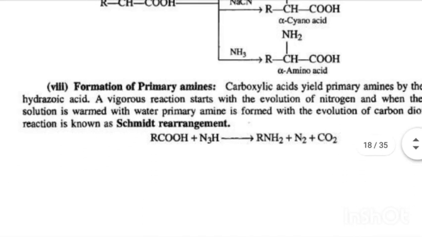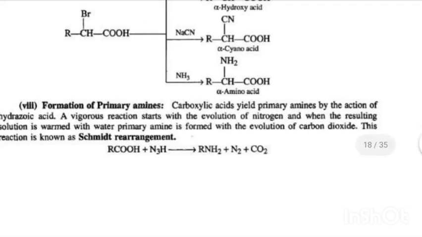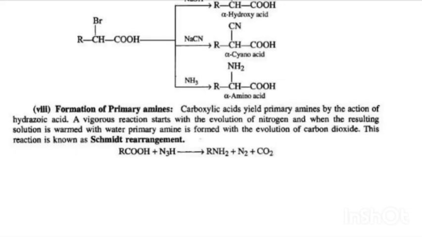And the eighth type of reaction which the carboxylic acid undergoes is formation of primary amines. Carboxylic acid yields primary amines by the action of hydrazoic acid, which means HN3. With hydrazoic acid, a vigorous reaction starts with the evolution of nitrogen, and when the resulting solution is warmed with water, primary amine is formed with the evolution of carbon dioxide. The reaction is known as Schmidt rearrangement. So carboxylic acid on treatment with hydrazoic acid forms amine, with the liberation of nitrogen and carbon dioxide.